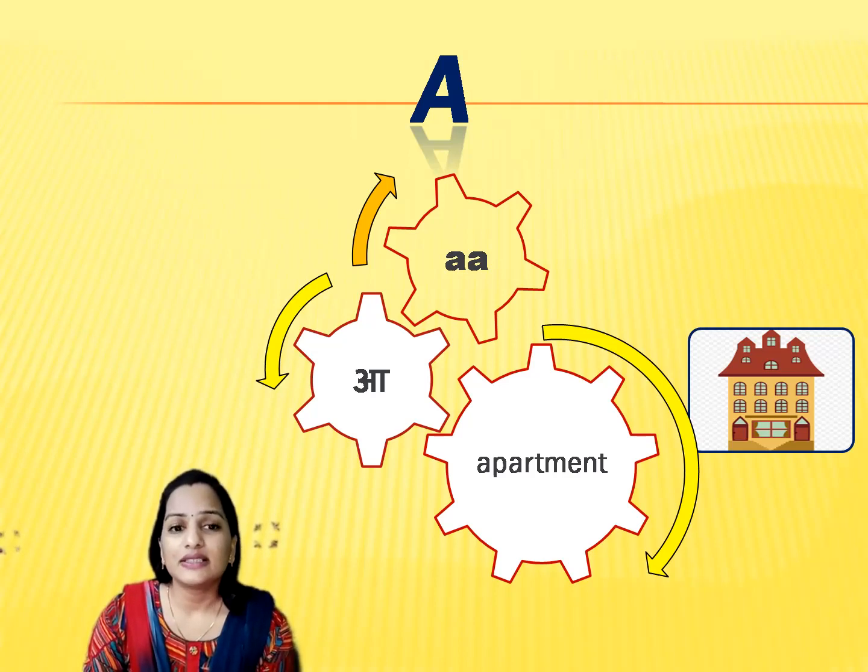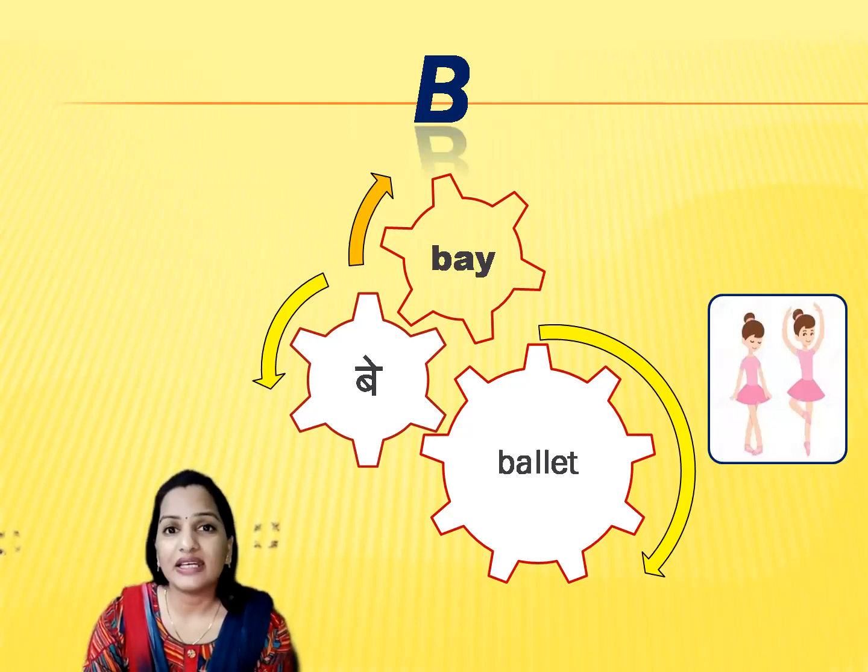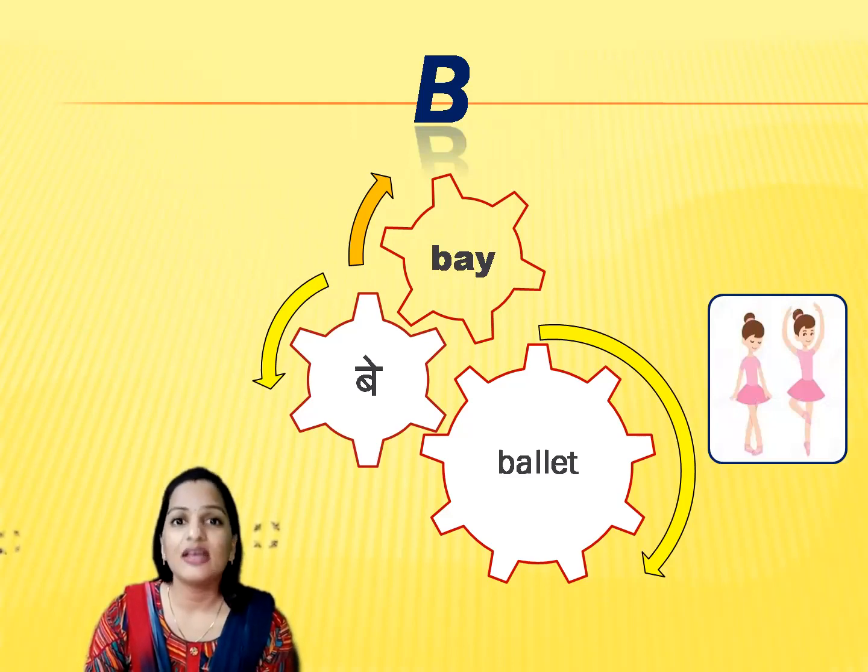The next letter is B. So, how is B pronounced in French? It is B. I request you to repeat after me so that you all also practice. Okay. So, what is it? B. And one example from the letter B is ballet. Ballet, we all know, is a form of dance. In English also, we call it ballet. Same in French, it is ballet.